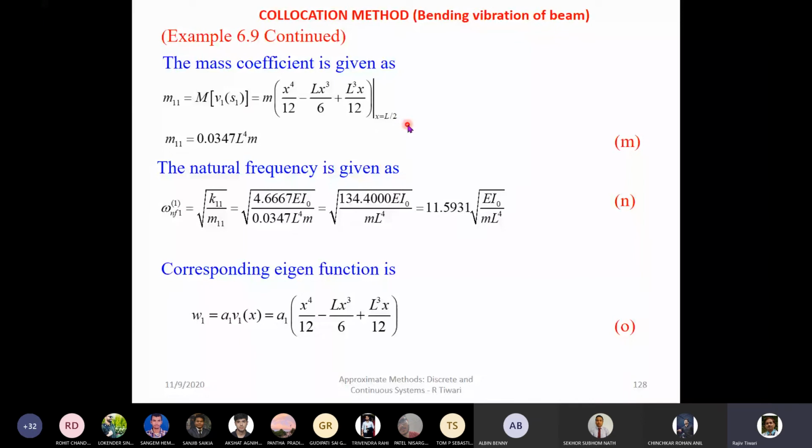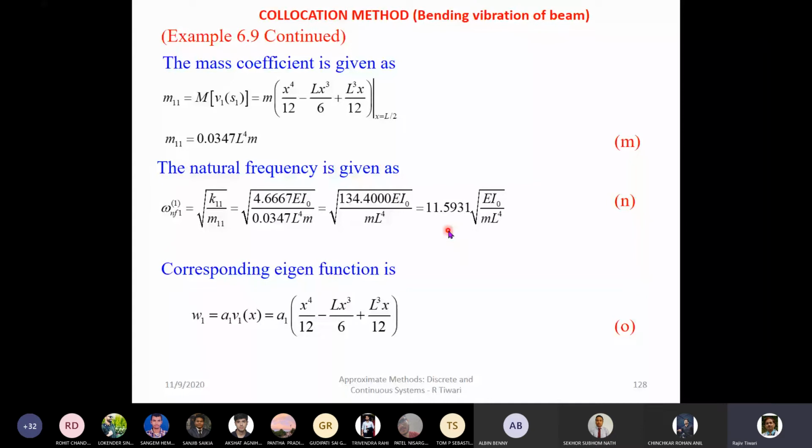The choice of the station we can also decide arbitrarily. Once we get K11 and M11, we can get the natural frequency like this. If you remember, we got something like 9 point something for the Galerkin method, and here we are getting 11.5 something for the first natural frequency. So relatively, some value we are getting here. It is not very good, but at least some feasible value we are getting.